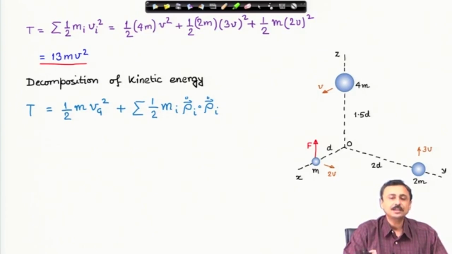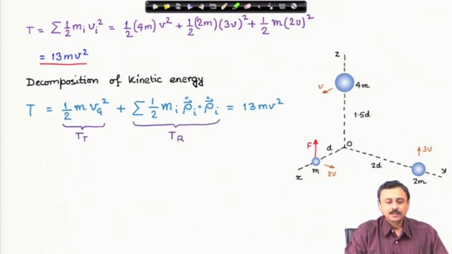So, one part is the kinetic energy of translation of the center of mass, the other is the kinetic energy due to rotation of the system about the center of mass, and that total kinetic energy is 13 m v squared, which we have calculated using the kinetic energies of the individual particles. Therefore, the first term here is the kinetic energy of translation, and the second term is known as the kinetic energy of rotation about the center of mass.